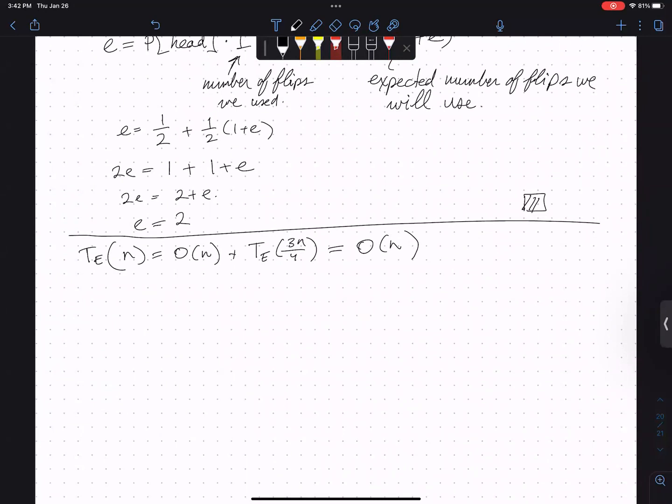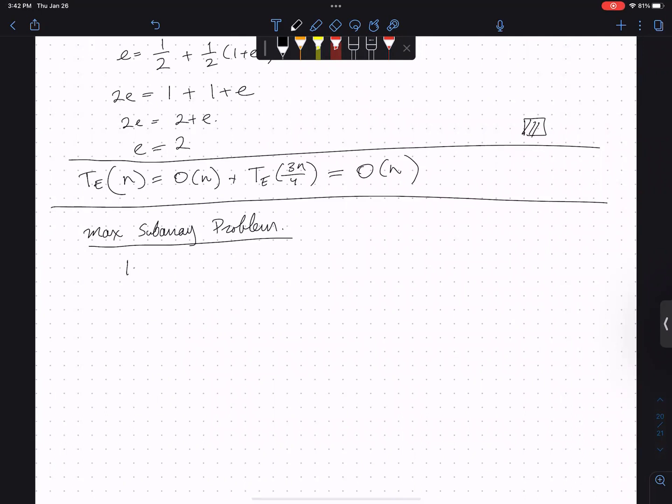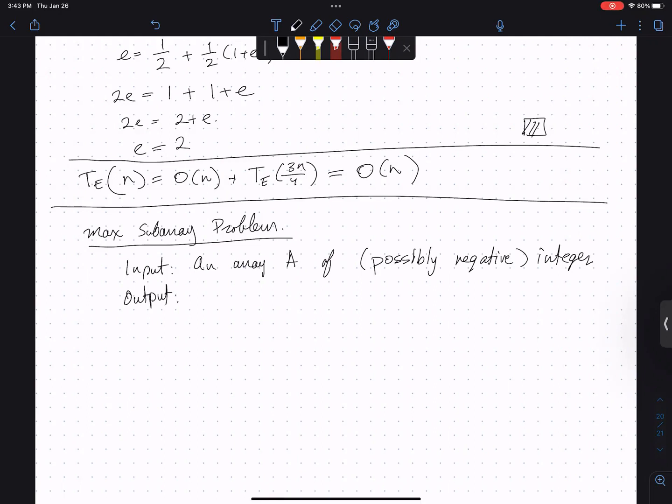Okay, I want to cover another example. Everyone always wants more examples. So I made time this semester to give another example of a divide and conquer problem, the max subarray problem. The input here is an array A of possibly negative integers. And the output is a subarray of A with the biggest sum.